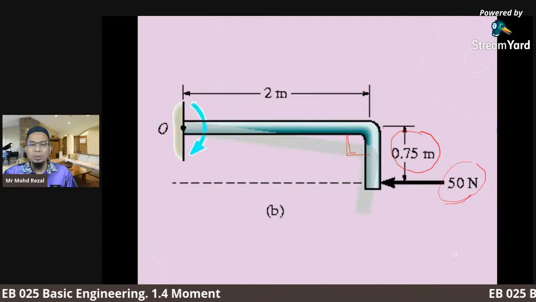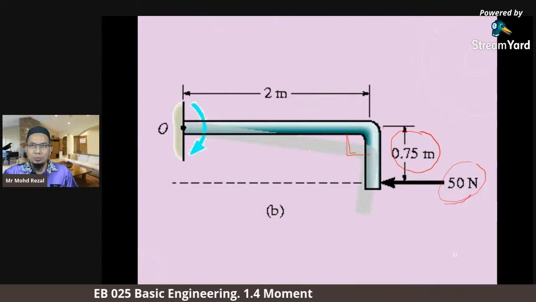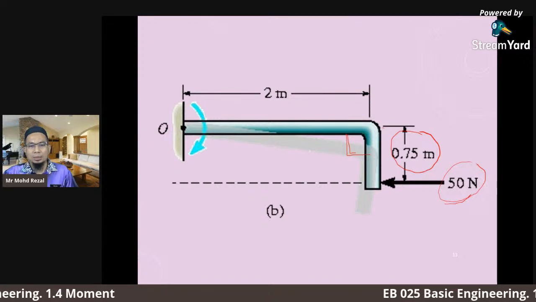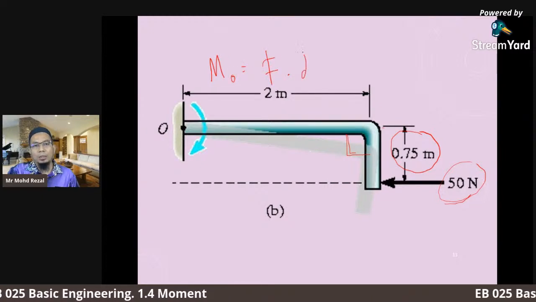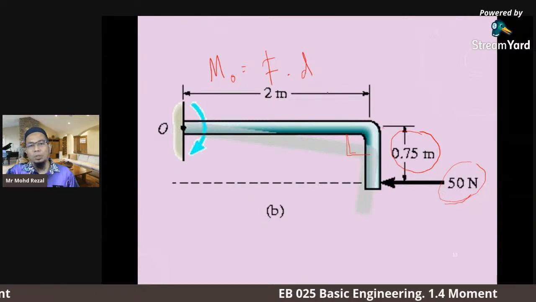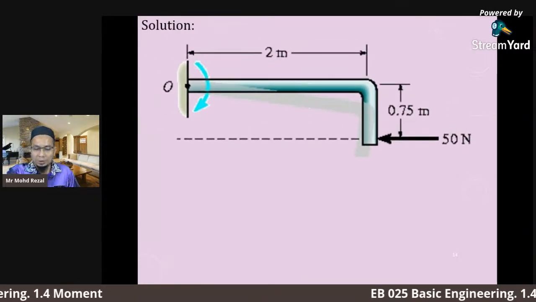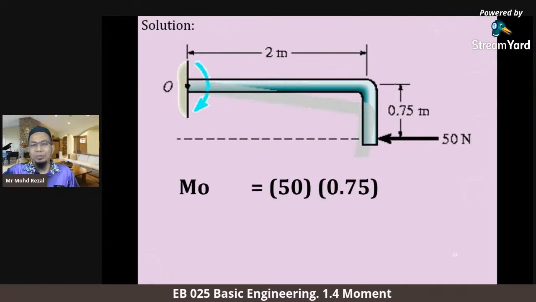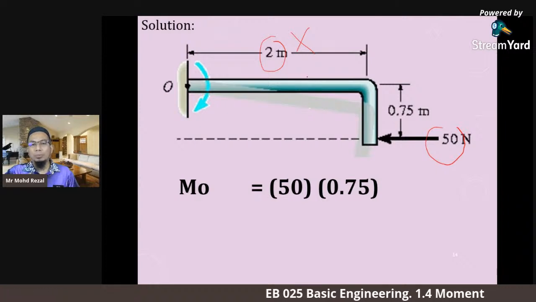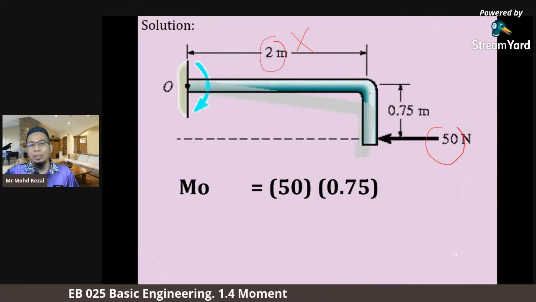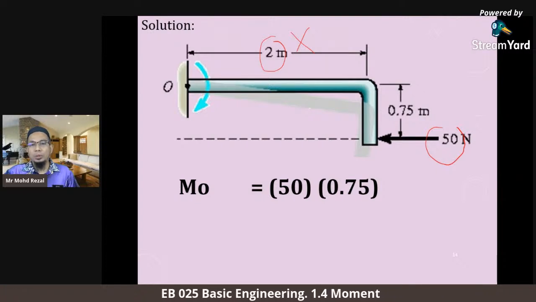Okay, how to get the moment? Determine the moment for this system. So we have to remember, the moment is force multiplied by perpendicular distance. That is the formula. Okay, we look at the solution. We cannot take 50 times 2. Why? 2 is not the perpendicular distance. 2 is parallel to the force. It's not possible. So we need to take the perpendicular distance.